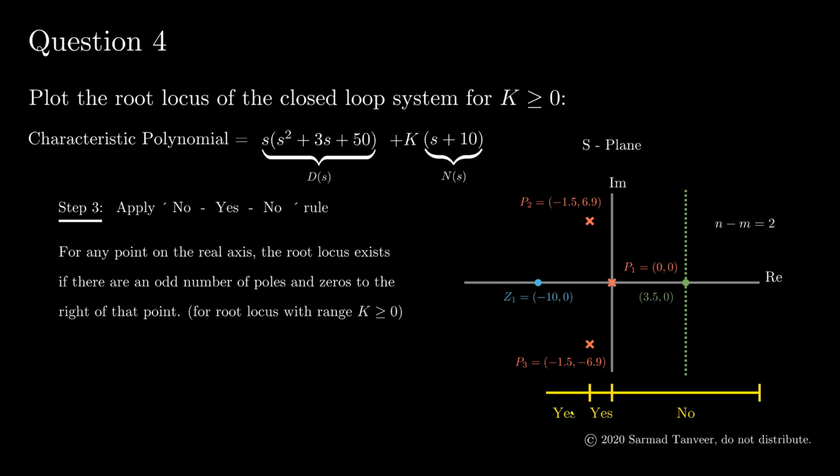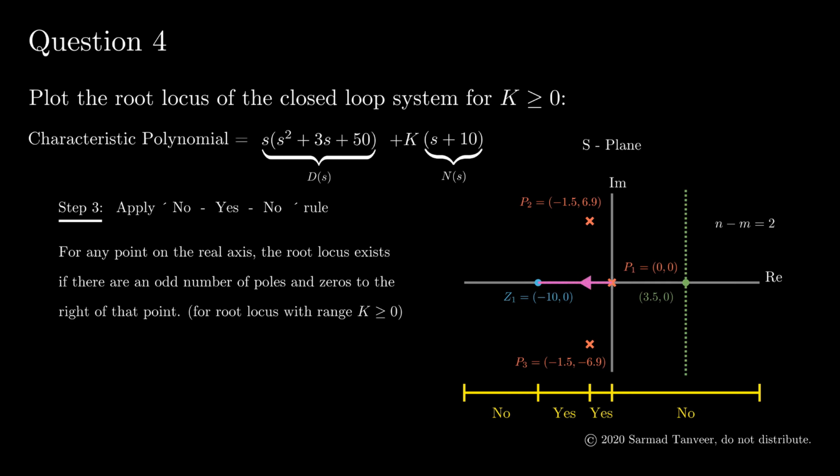Next, from -1.5 to -10, there are 3 poles to the right of the region. This is an odd number, and as such, the root locus exists here on the real axis as well. Finally, from the region of -10 to -infinity, we have a total of 4 poles and zeros to the right of the region, which is an even number. This means the root locus does not exist on this region of the real axis. We can draw the root locus on the real axis where it does exist with a pink line.